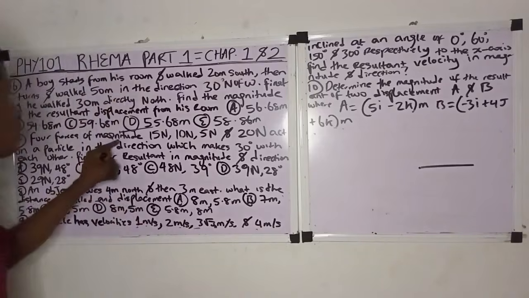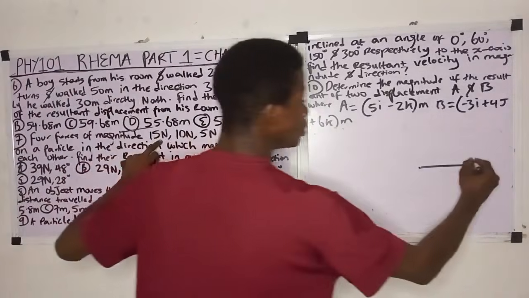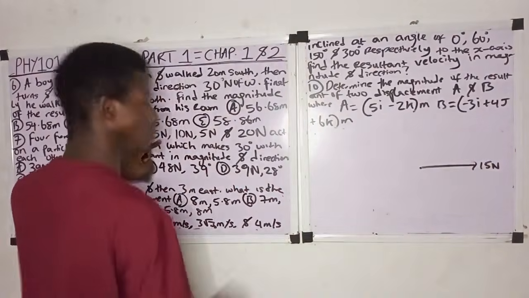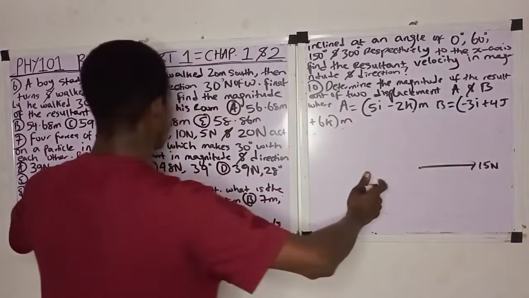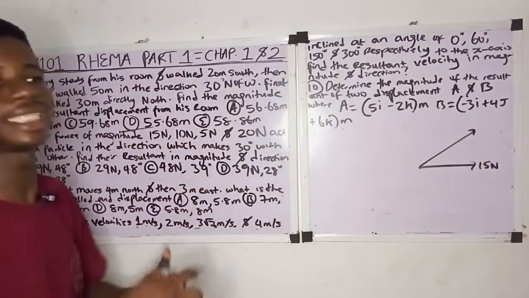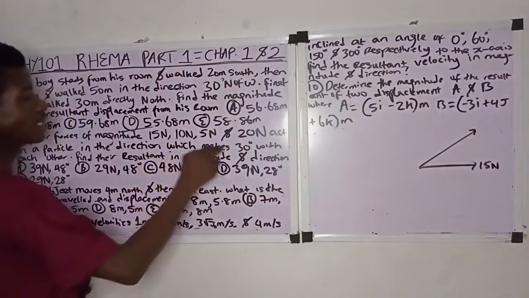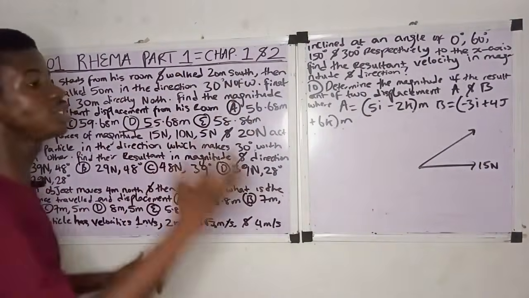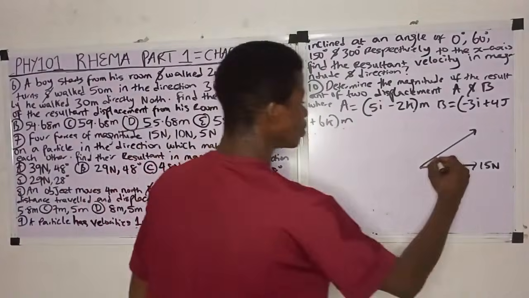So the 4 forces, the one of magnitude 15 is usually at the east, right? Then continue. They said each of the forces are 30 degrees to each other. Look at it, which makes 30 degrees with each other. So there are 4 forces, and these 4 forces make 30 degrees to each other.